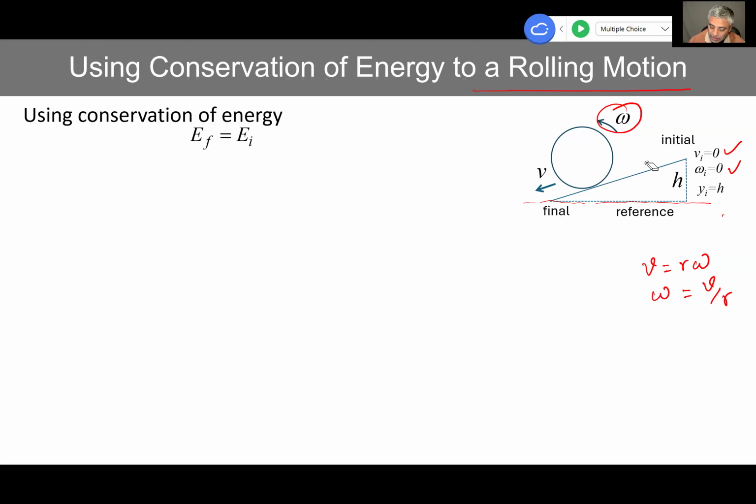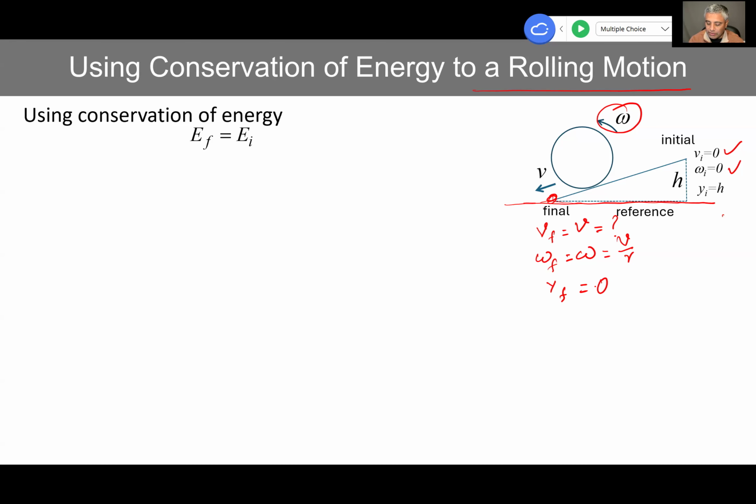Now, what happens at the final? So v final is v, and that's what we want. And omega final is omega, let's say. And omega is v over r. So if we know v, then we know omega. Basically, they are related. So I can write it like that, omega f. And how about y f? Since it is arriving at the reference line, vertical position or height is 0. So this is 0 here.